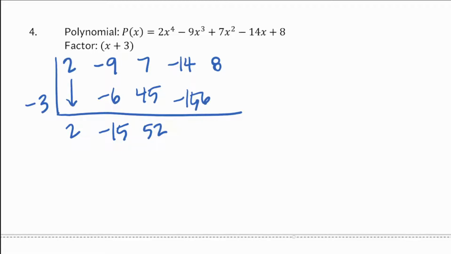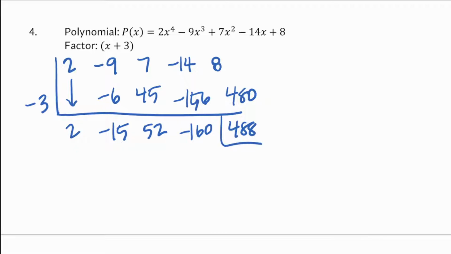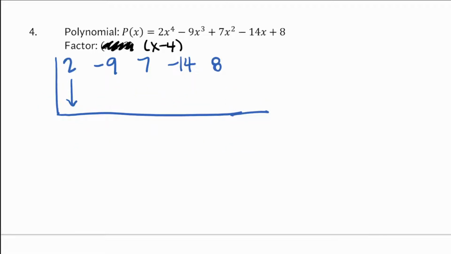I mean, it's obviously not getting any better, it's just getting worse. Negative 14, and that would be negative 160. This would be positive 480, and I got 488. Okay, I'm going to pause for a second and see what's going on here. All right, I think I copied the factor wrong because it looks like it should be x minus 4.